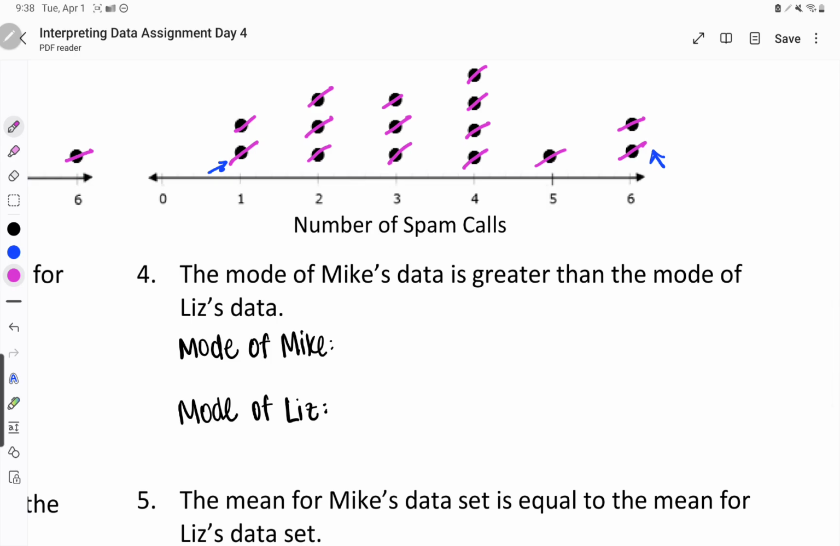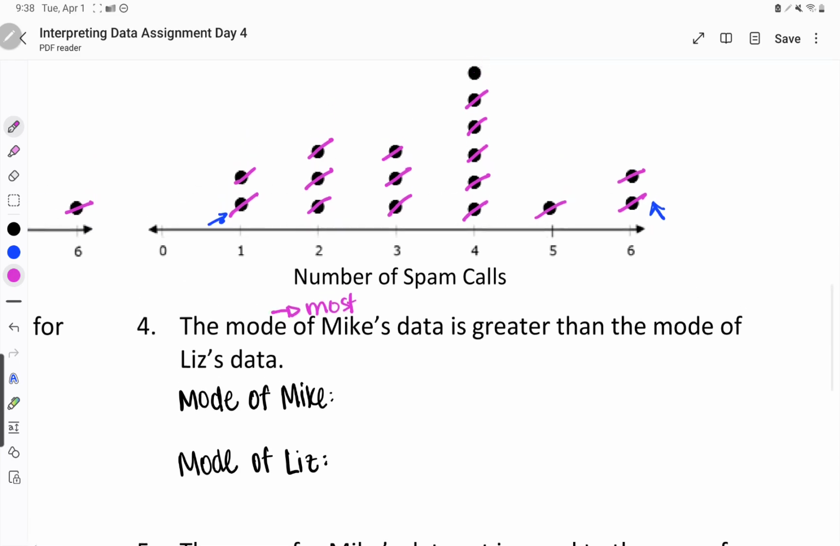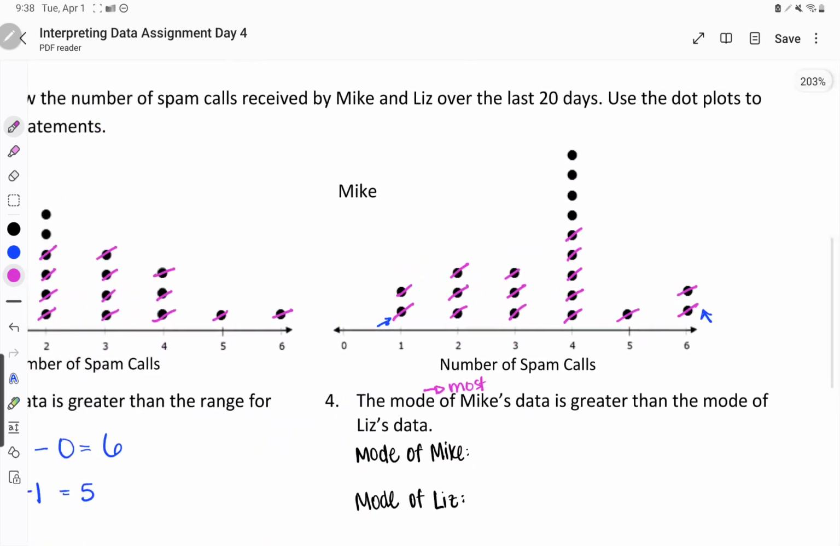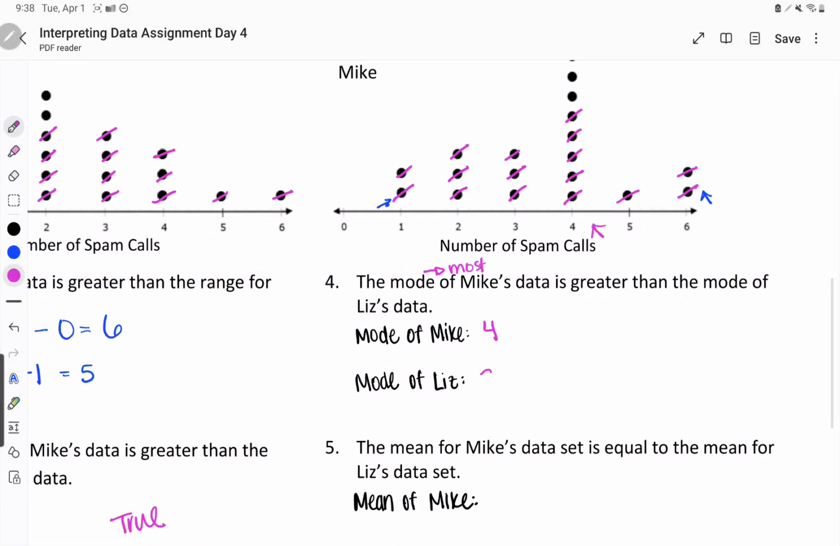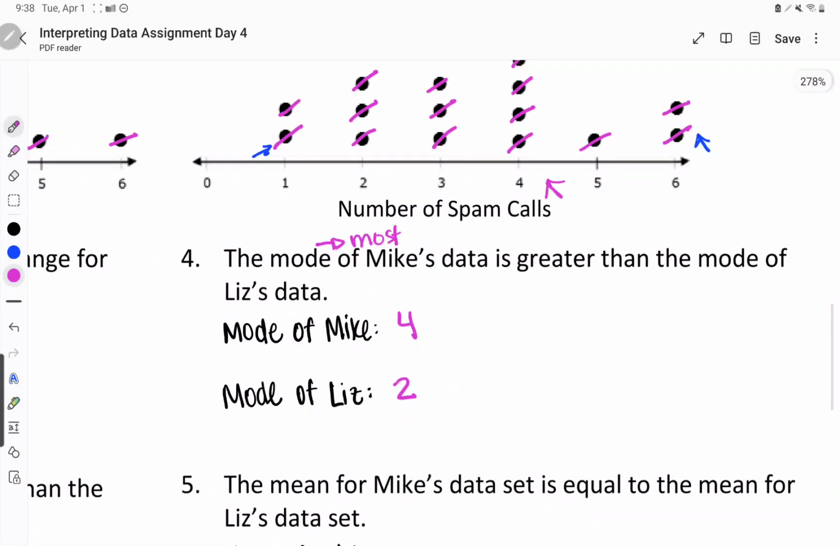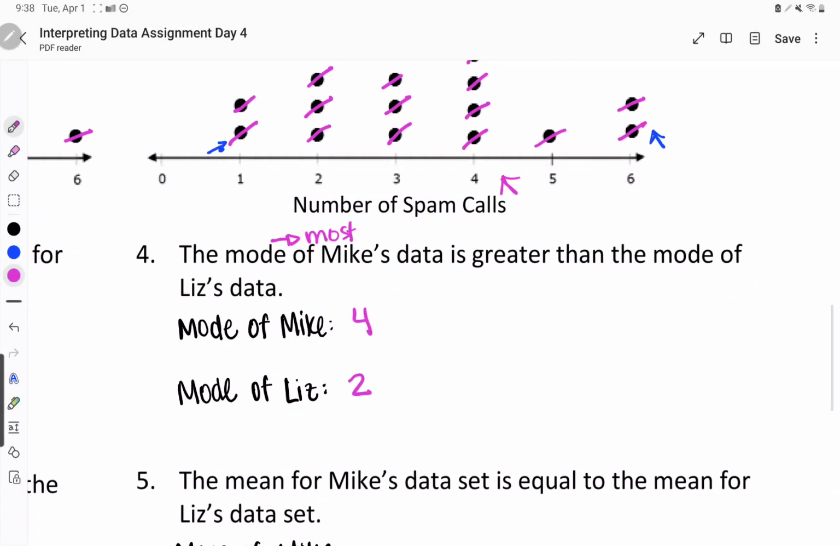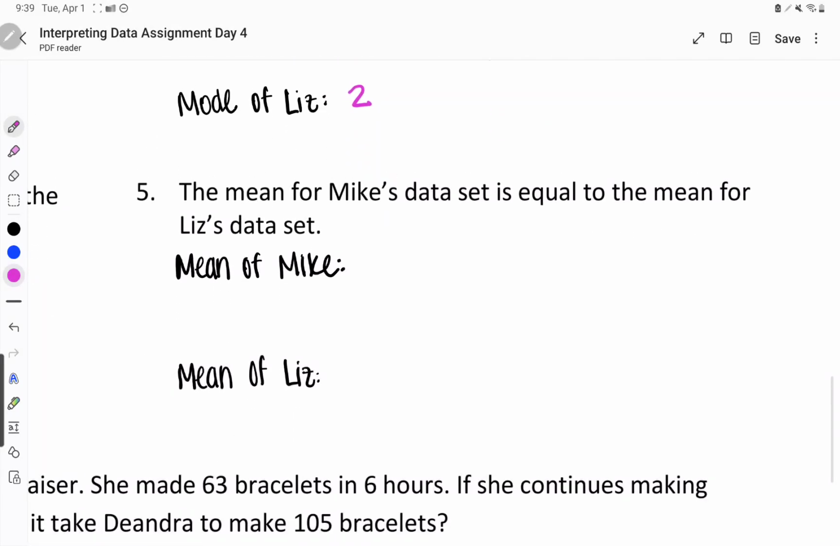Well, mode is another word for most. So the mode of Mike, which number has the most dots for Mike? 4. And what is the mode for Liz? 2. So is it true that the mode of Mike's data is greater than the mode of Liz's data? Yes, this is true.